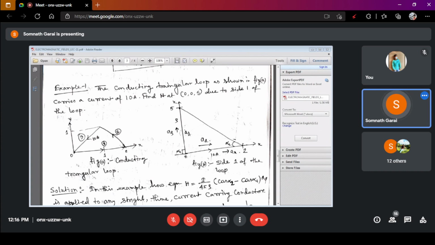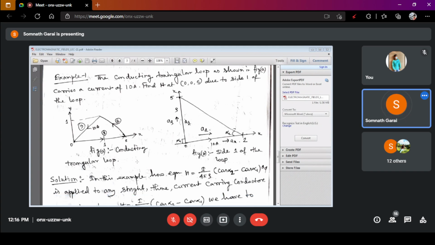The conducting triangular loop, as shown in the figure, carries a current of 10 ampere. We want to find the magnetic field intensity at our desired point, that is 0, 0, 5, due to the line current of side 1, right? Got my points? Due to the line current of side 1.